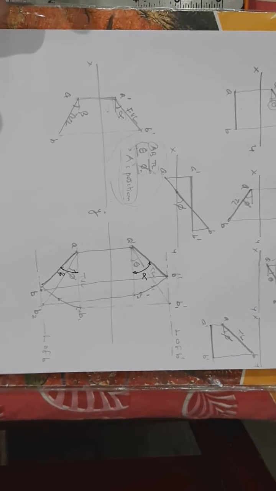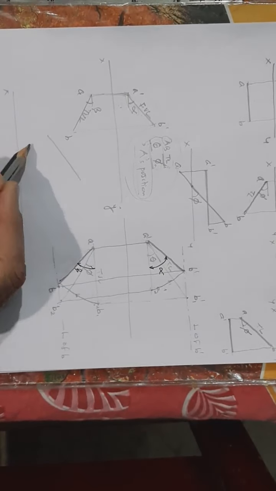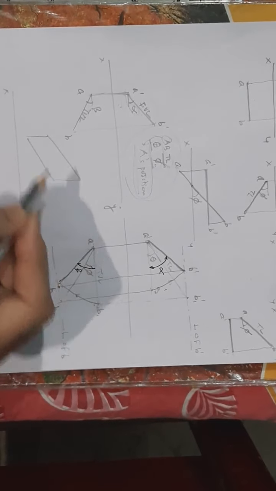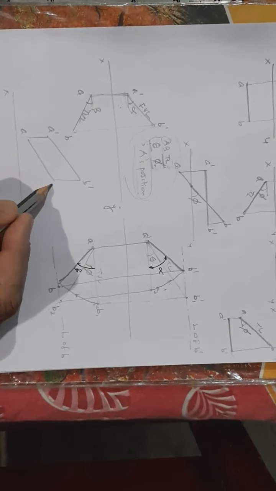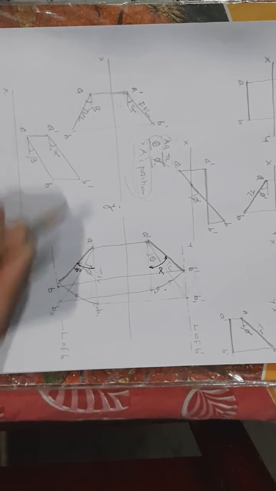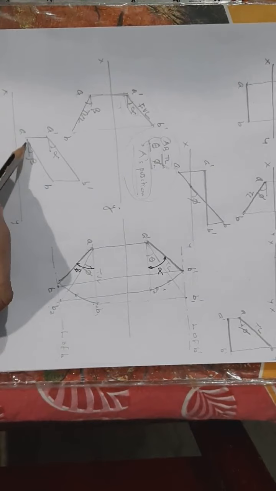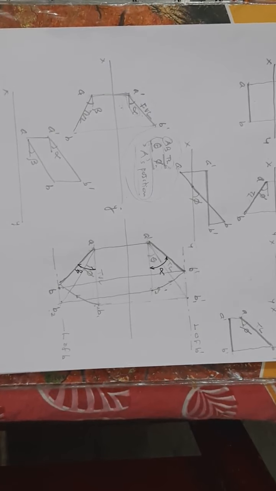Suppose it is completely in the second quadrant, a typical example of such a line can be like this. So here you have both front view and top view inclined to the XY line. As I told you, the top view always makes beta angle with the XY line and the front view makes alpha with the XY line. And since both the views are lying above the XY line, this is a typical example of a straight line inclined to both the planes but lying in the second quadrant.